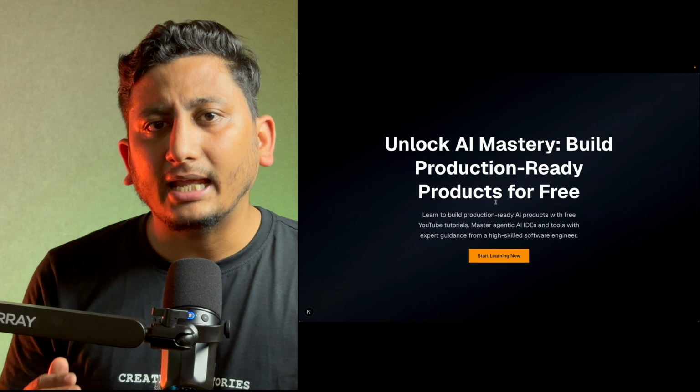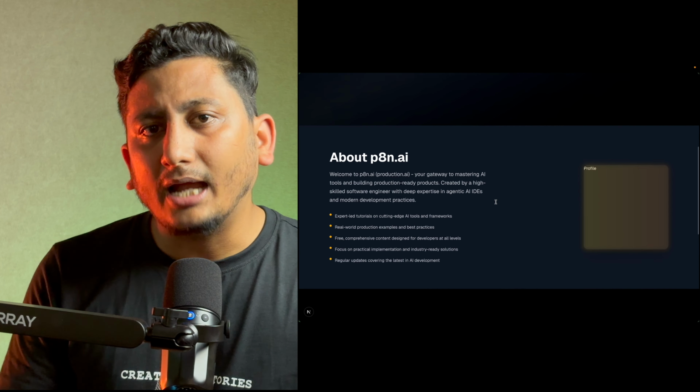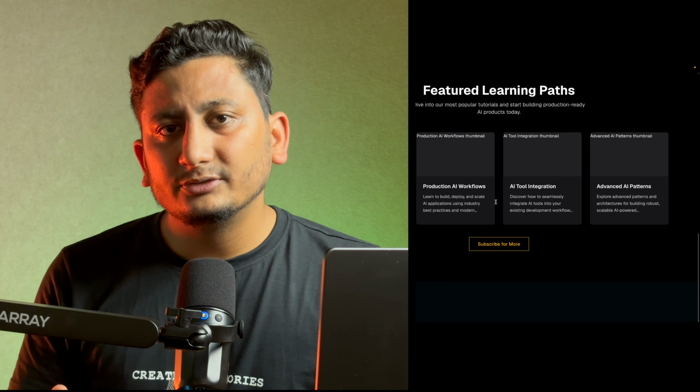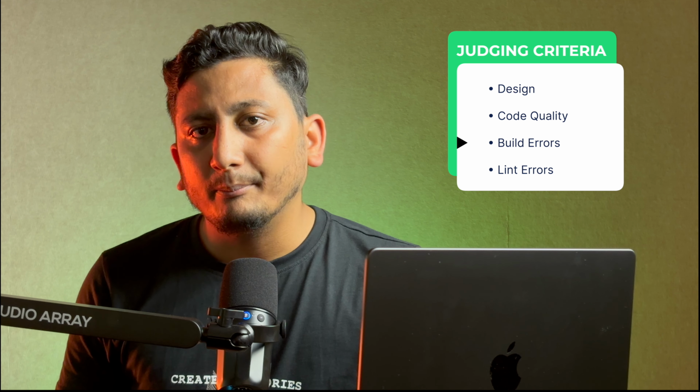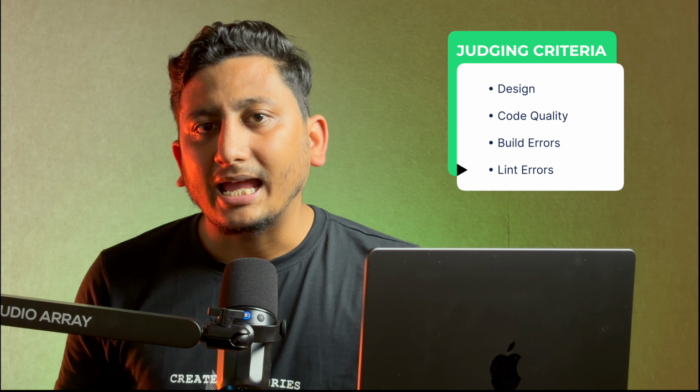Just a quick refresher. In the last video, we built a landing page using Kiro and Sonnet 4. In today's video, we will use the same project as our base. We will use Sonnet 4 and GPT-5 to enhance the landing page and we will judge based on the design, code quality, build errors, lint errors and other related parameters.